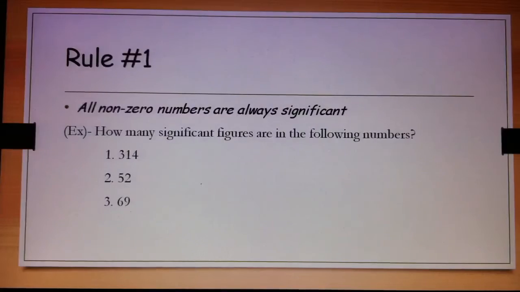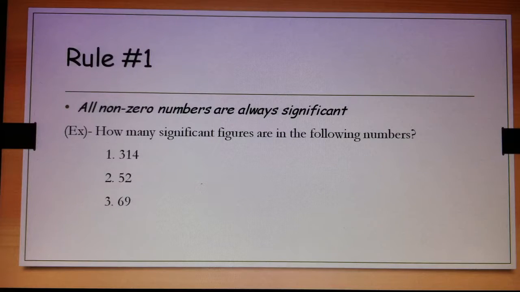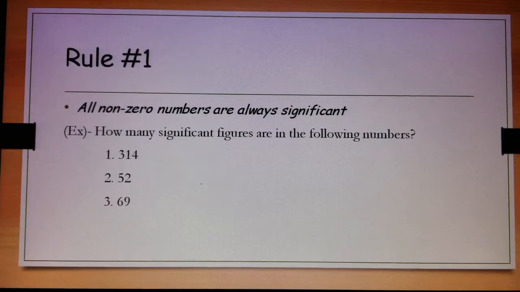Okay, so there are rules for significant figures, and rule number one is that all non-zero numbers are always significant, which means that any number that isn't zero is significant. So here's an example. How many significant figures are in the following numbers? First number is 314, then 52, and 69. I'll give you a little bit of time to figure those out, and then on the next slide, the answers are there.